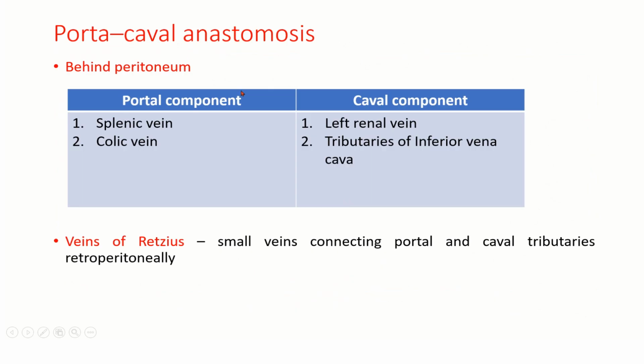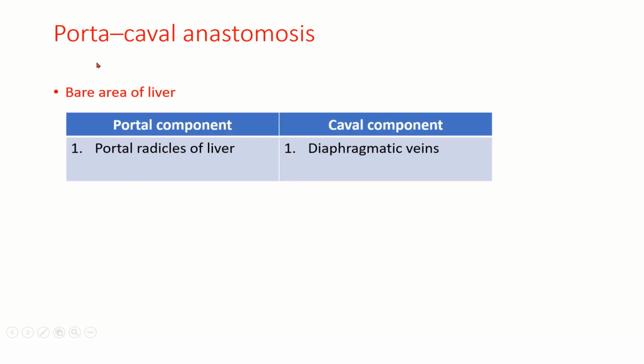Then behind the peritoneum, the portal component is the splenic vein and colic vein, and the caval component is the left renal vein and tributaries of the inferior vena cava. There are small tributaries which communicate between them. These are called veins of Retzius, small retroperitoneal veins connecting portal and caval tributaries. Then in the bare area of the liver, the portal component is the portal radicals of the liver and the caval component is the diaphragmatic veins.